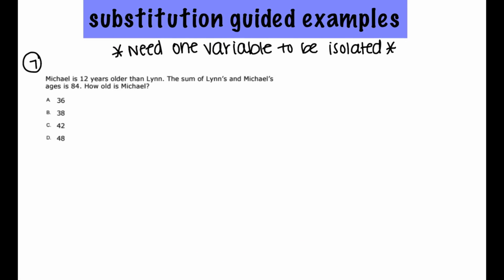Number 7. Michael is 12 years older than Lynn. The sum of Lynn's and Michael's ages is 84. How old is Michael? Well, first we need to define our variables. So we'll let X be Michael's age. We'll let Y be Lynn's age.